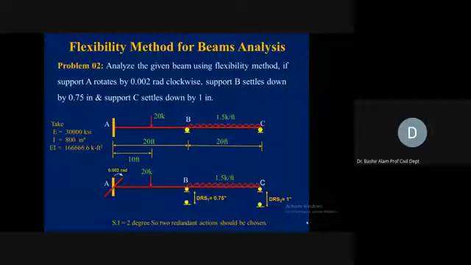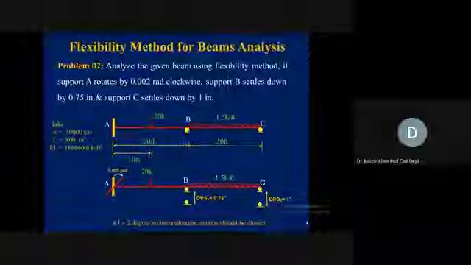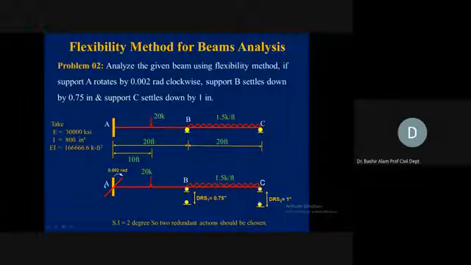Now, the problem here is that it is involving rotation at A, which is 0.002 radians in clockwise direction. Here in the figure below, you can see that rotation in the clockwise direction, 0.002. Support A rotates by 0.002 radians. Support B settles down by 0.75 inch, 3/4 inches. And support C also settles down, but by an amount of 1 inch. So this is 1 inch settlement there.